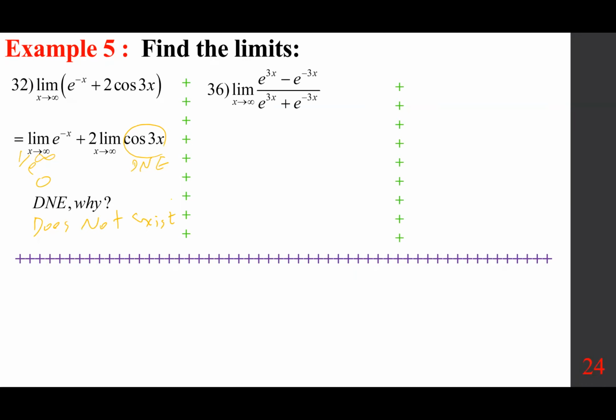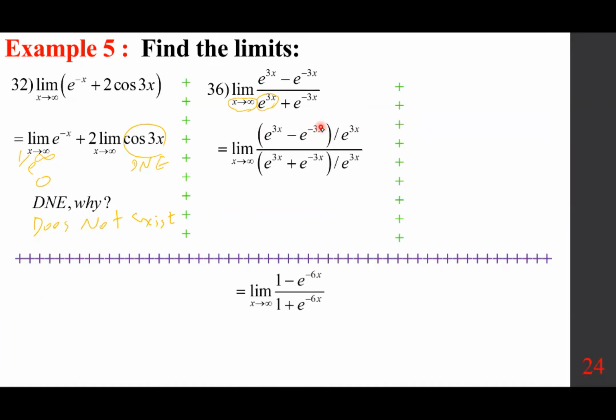For this one, again, it is not a rational expression, but we treat it as such because this goes to infinity. We divide by the highest value in the denominator, which is e to the power of 3x. We divide everything by it. So let's see what happens when we do that. When we divide this one by this one, we get 1. When we divide this one by this one, we get 1. But when you divide this one by this one, I hope you realize you get e to the power of minus 6x. And because x goes to infinity, this goes to 0, this goes to 0. The answer is 1 over 1, which is 1.